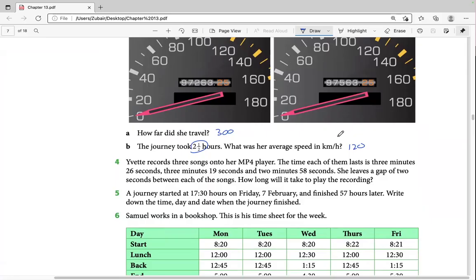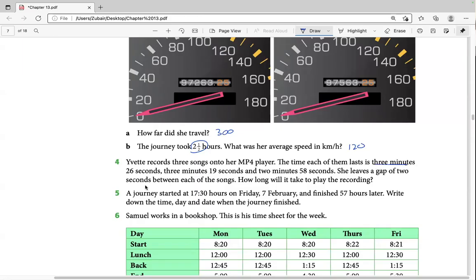Yevit records three songs onto her MP4 player. The time each of them lasts is 3 minutes 26 seconds, 3 minutes 19 seconds and 2 minutes 58 seconds. She leaves the gap of 2 seconds between each of the songs. How long will it take to play the recordings?